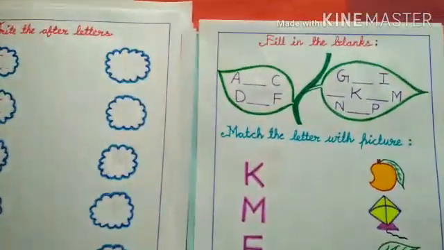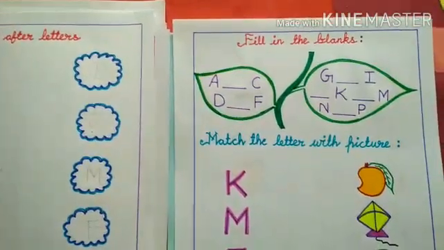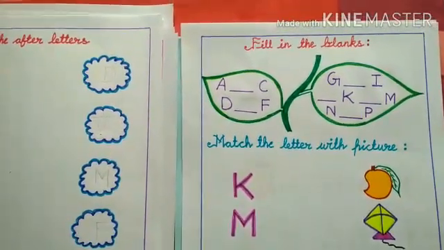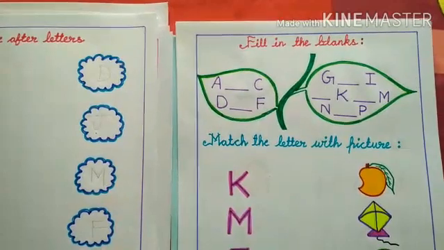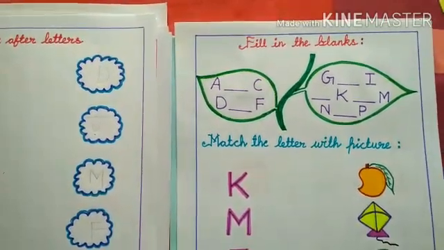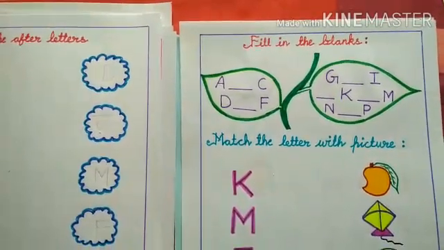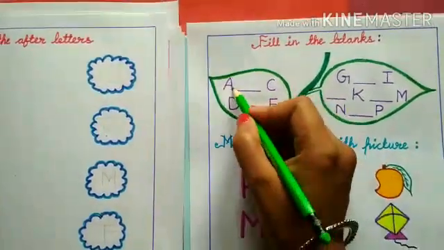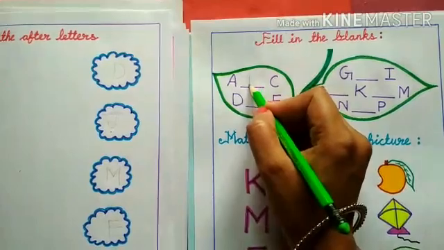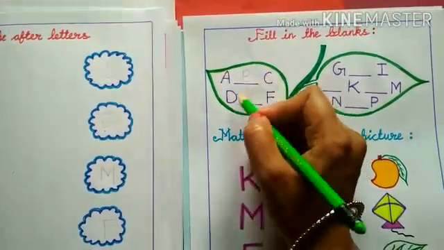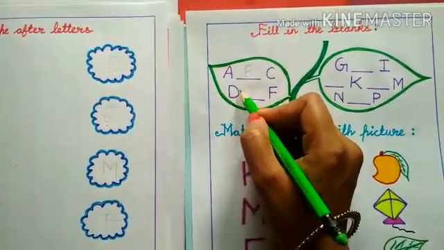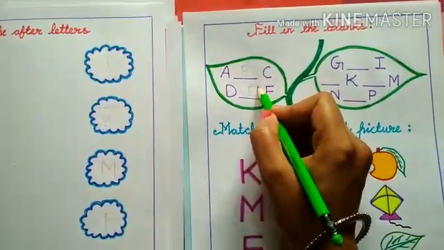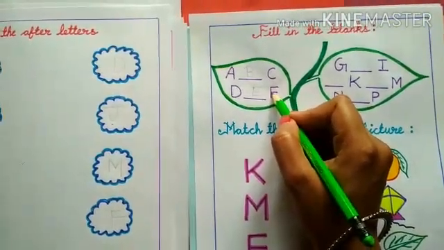On the next page there are 2 leaves, and in these leaves you have to fill the gaps from A to P. For this also you have to read the alphabets very properly. What is written here? A. We have to write B. C and D are written here. So we have to write E. F is also written here.